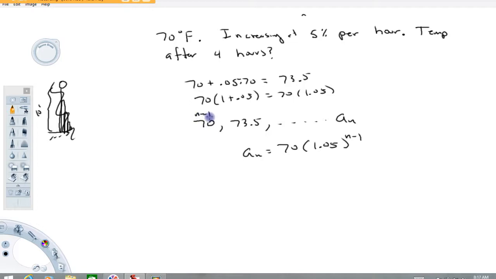And what we're looking for here says find the temperature after 4 hours. So here's our temperature after 1 hour, the next one would be after 2 hours, and so forth. Now notice that after 1 hour here, we would use a value of n equals 2. After 2 hours, we'd be using n equals 3. So after 4 hours, we're going to use n equals 5 here. So what we're calculating is A5, which is going to be 70 times 1.05 to the fourth.